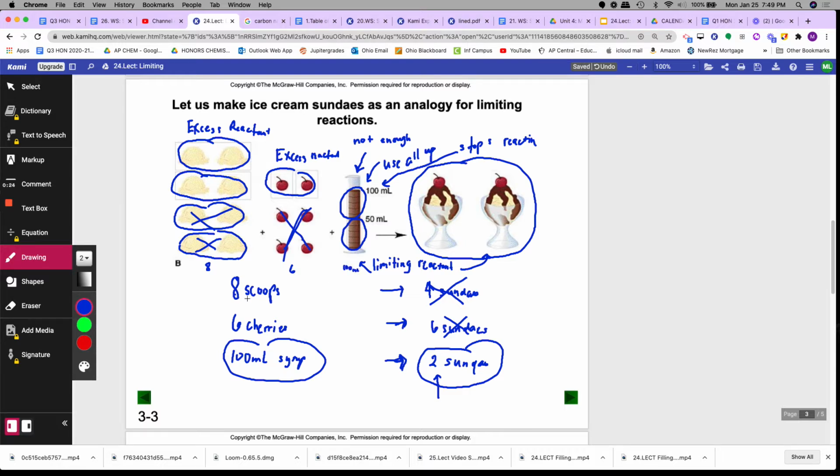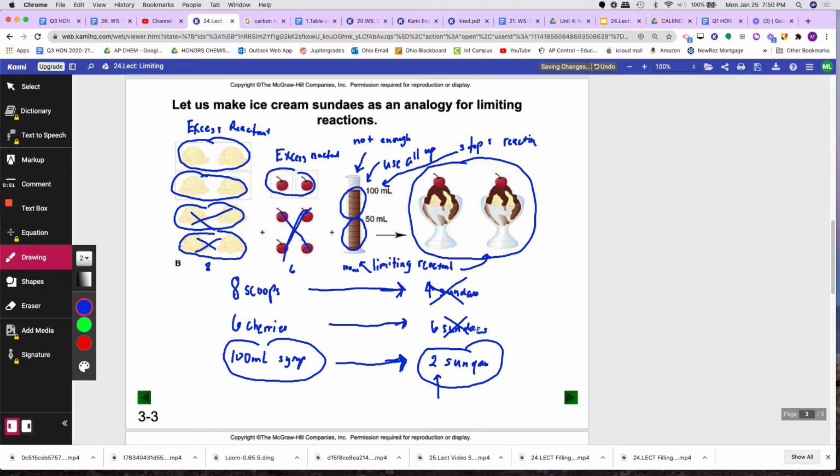What you will do is you will do stoichiometry from the scoops of ice cream to the sundaes, just like this. 8 scoops will make 4 sundaes. You're going to do 1 stoichiometry for each reactant. 6 cherries will make 6 sundaes. 100 milliliters will make 2 sundaes. You will get 3 answers, okay?